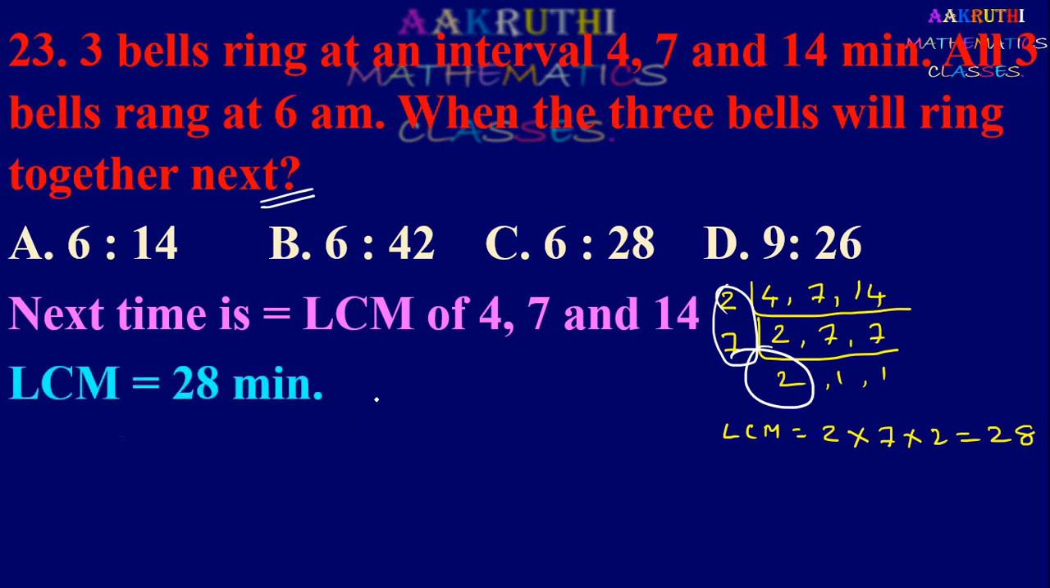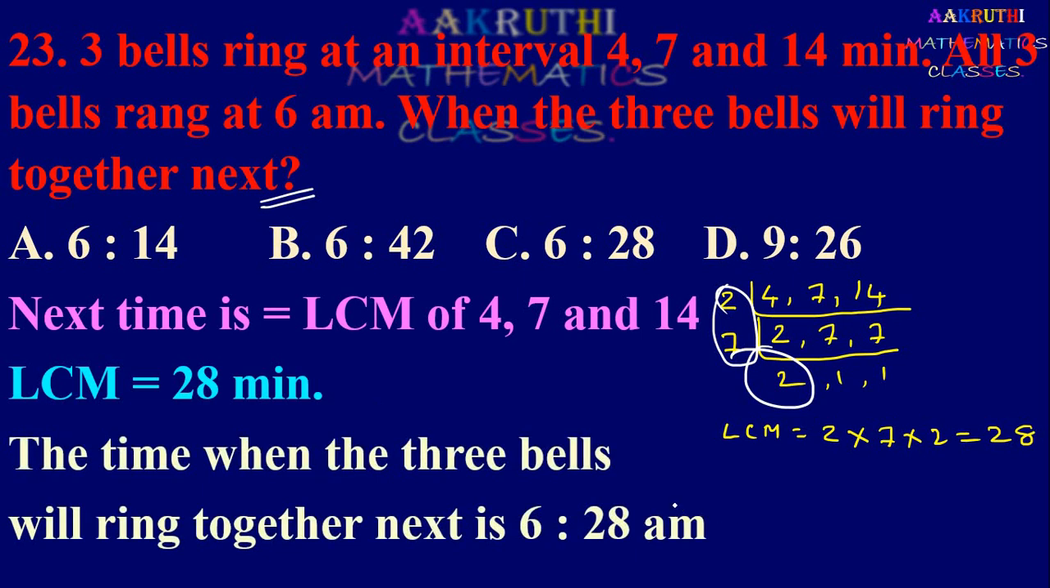That is, the 3 bells will ring together after 28 minutes. Therefore the time is 6:28 a.m. That is the time when the 3 bells will ring together next: 6:28 a.m., which is option C. So here the correct option is option C.